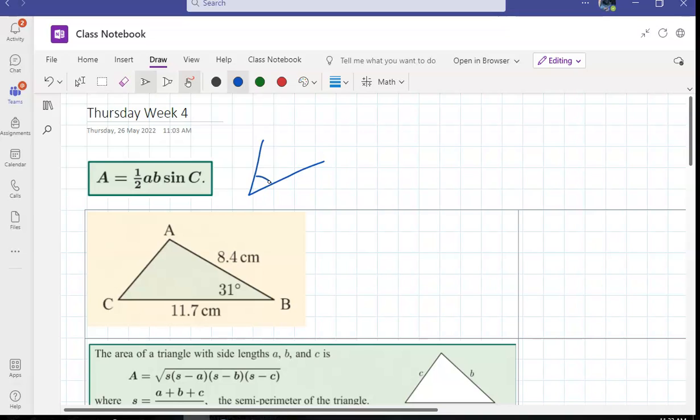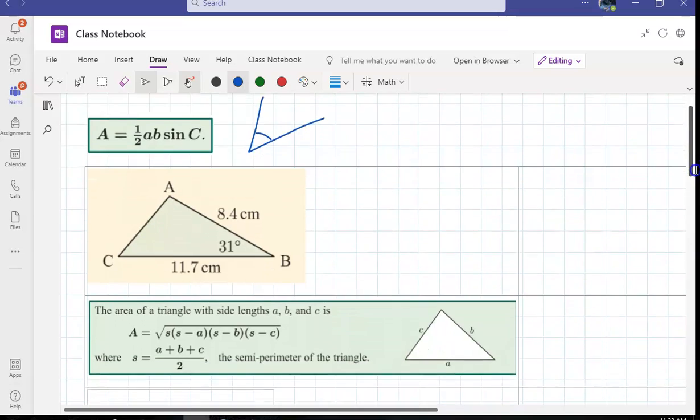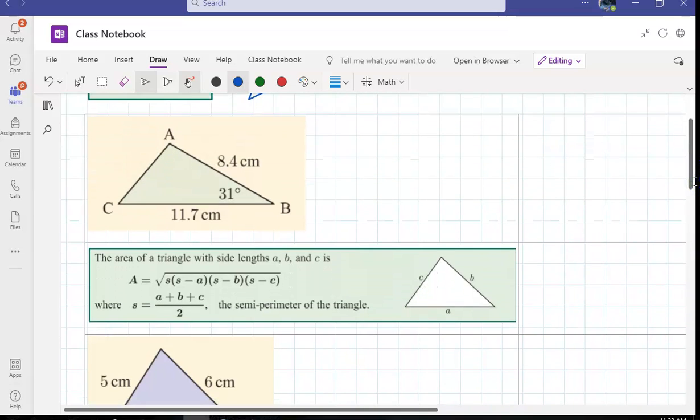Are you happy? Do we have to do another example? I mean, it's there. You don't have to write it down, but let's just double check that we know what to do. So can we find the area of this triangle? Absolutely, because we've got the 2 lengths wrapping around the angle.